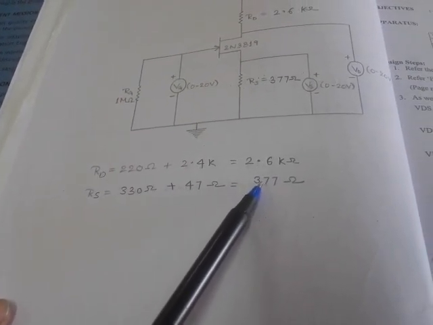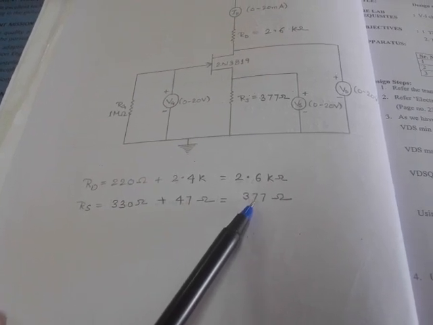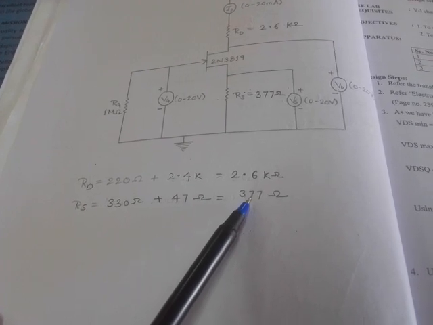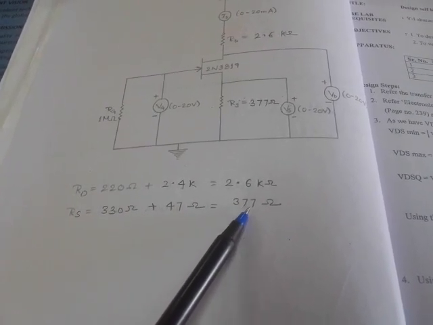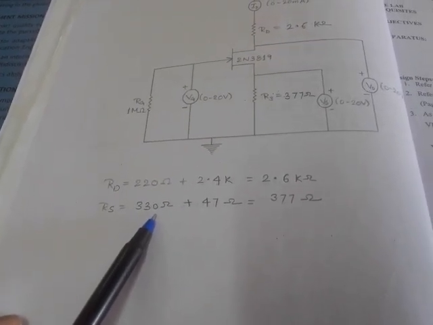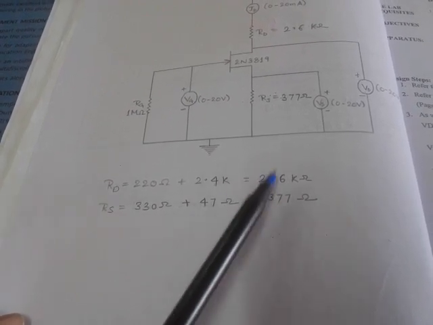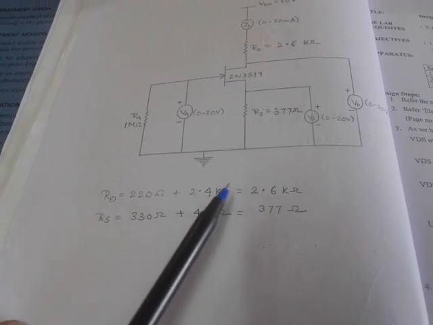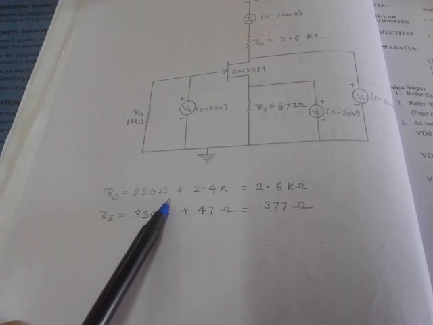So in that case, what is done? We choose the approximate components which are available at standard value, and using their combinations we try to achieve the desired value. So 337 ohm is obtained by making series connection of 330 ohm and 47 ohm. In a similar way, 2.6 kilo ohm is obtained by series connection of 2.4K and 220 ohm.